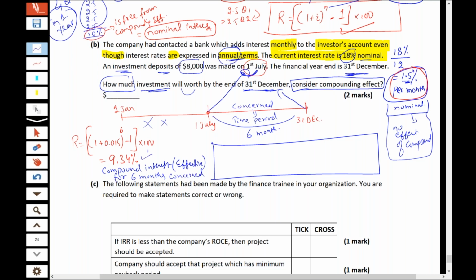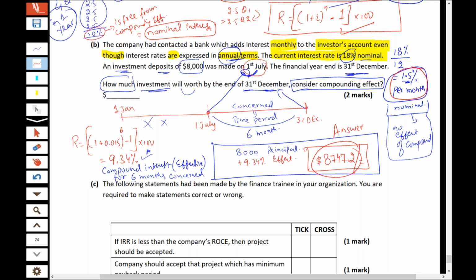Because we are considering the particular 6 months, and 8,000 is my principal amount and the effective interest is 9.34%. Now just add it. 8,000 multiplied by 9.34%, and your correct answer is $8,747.2. That is your correct answer.